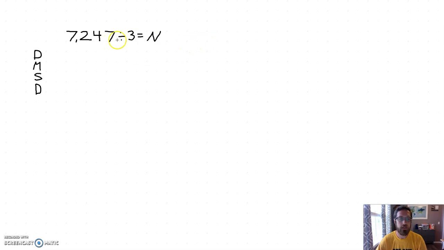So I'm going to put my dividend, 7,247, under my house, and my divisor 3 right there. Then the first thing I'm going to do is divide. So I'm just looking at my first place value. 7 divided by 3. How many 3's can go into 7? In this case, it can, right? I do 2. So I can put a little check there.